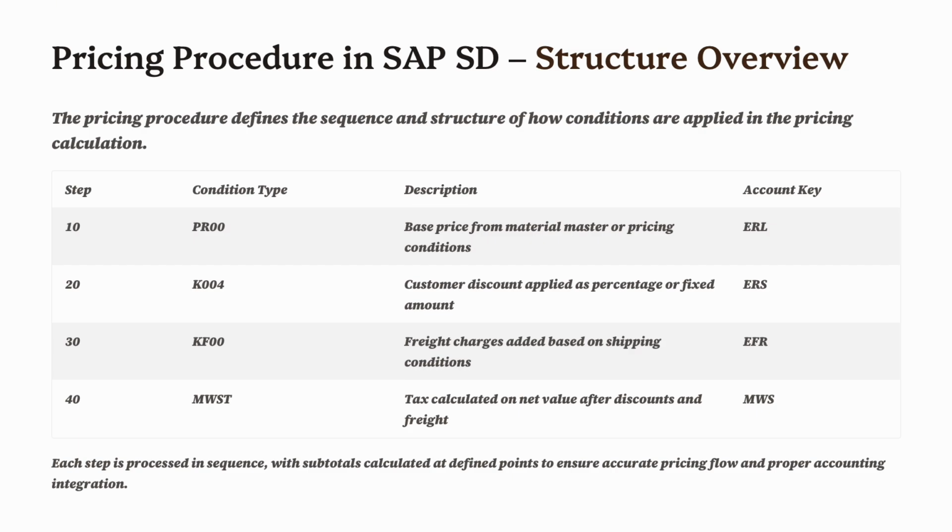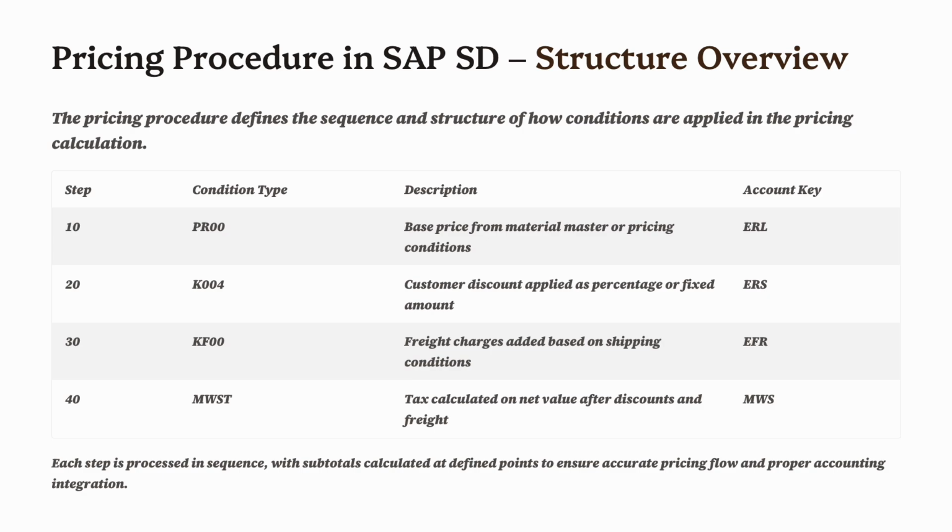2. K004, discount. The customer qualifies for a 10% discount, minus 10 USD per item. 3. KF00, freight. Freight cost is added, plus 5 USD per item. 4. MWST, tax. 20% tax is applied to the net subtotal. SAP then calculates automatically. Final price equals 100 minus 10 plus 5 times 10 plus tax.